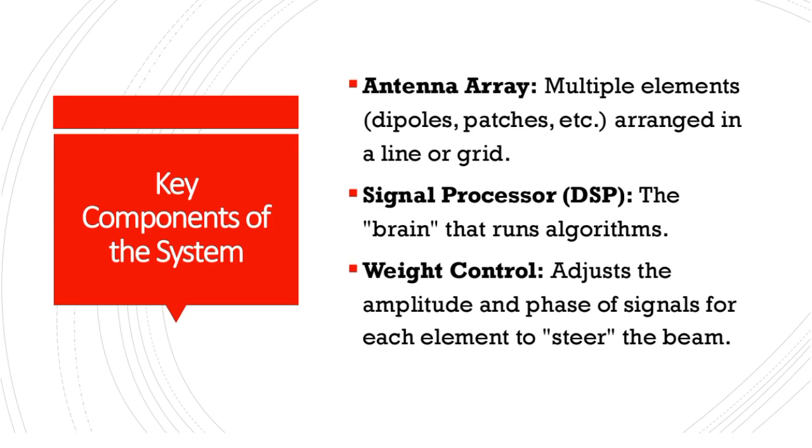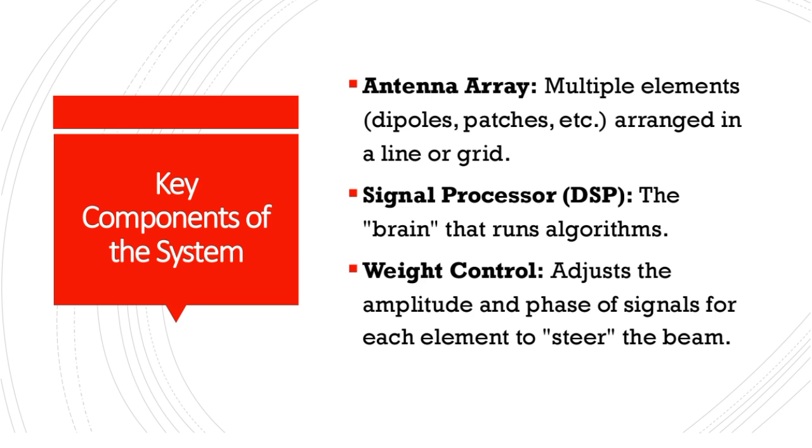The next thing is, what are the key components of this system? The first thing is the antenna array: multiple elements arranged in a line, grid, or any pattern. Already we have discussed the dipole array and patch antennas. Whenever we are analyzing smart antennas, we should know the pattern of the array. The second thing is the signal processor. It runs the algorithm. It is the brain of the system.